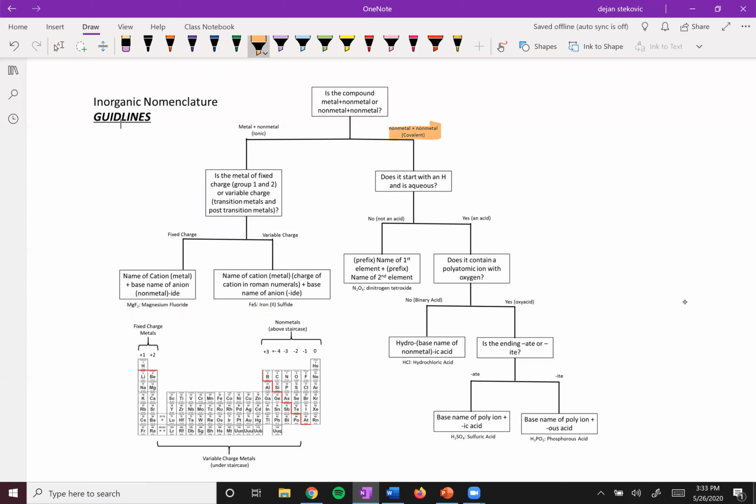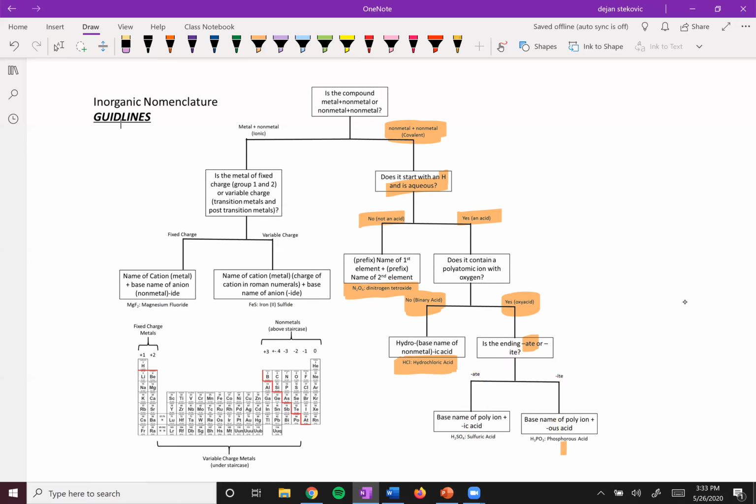And then on the other side of things, when you have multiple non-metals, you're a covalent compound. The next thing you want to ask is, are you an acid? If you're not an acid, then we use the prefixes, like dinitrogen tetraoxide. If you are an acid, then you have to ask, are you a binary acid or an oxyacid? They get different namings. Binary acids just get hydro-blank-ic acid. For oxyacids, you have to ask yourself, does it end with ate or ite? The ates become ic, and the ites become ous. And then don't forget sulfuric acid and phosphorous acid. They're a little different too.